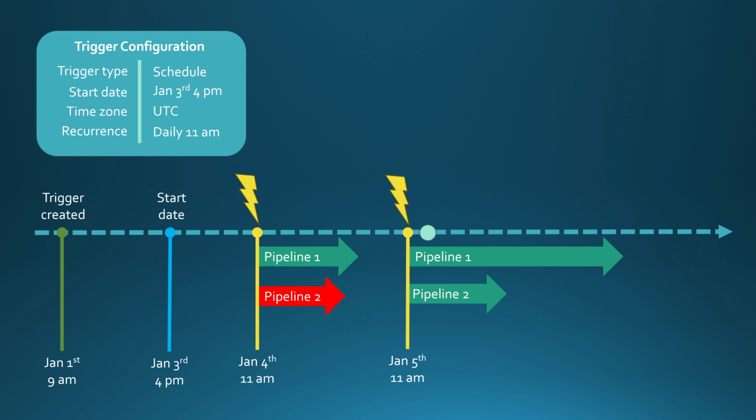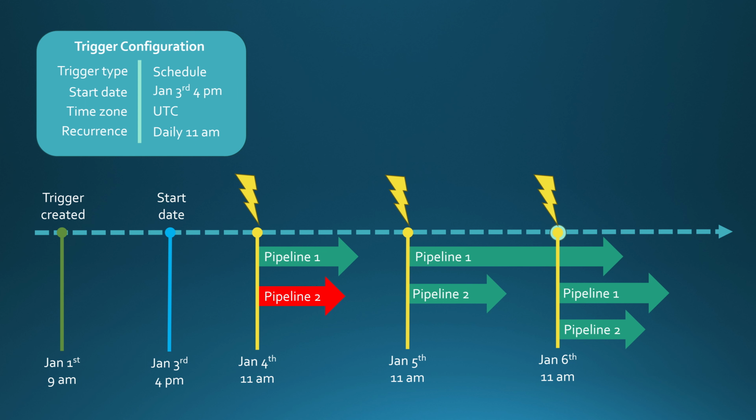Now let's move forward to January 6th at 11 a.m. and our pipeline 1 is still running when our trigger is executing. However, our trigger doesn't care about the pipeline still running. It will start two new pipeline runs for pipeline 1 and 2, and then we have a situation that our pipeline 1 is running at the same time. And this can be problematic in your environment.